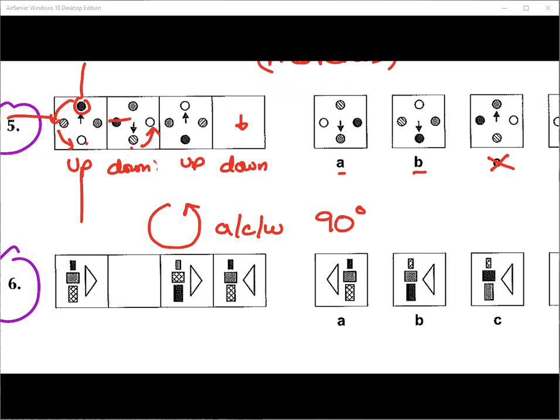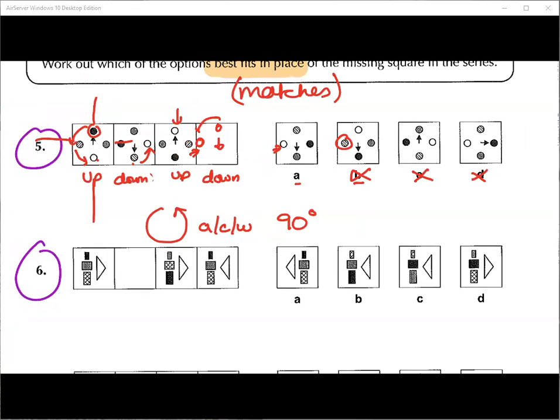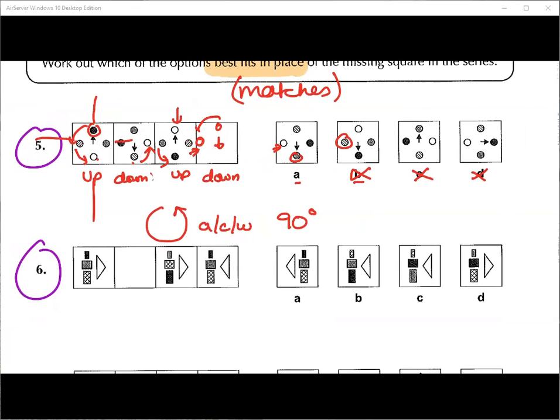So we need to rotate again. So the white one's at the top. It was here. It has to move 90 degrees. So where will it be? You got to have a white one here. So that looks good. That looks definitely not good. That's in the wrong place. So the white one will be there. The gray one will be here because that will move around. The black one will move around to here. Everything is in the right place. A is definitely the answer.